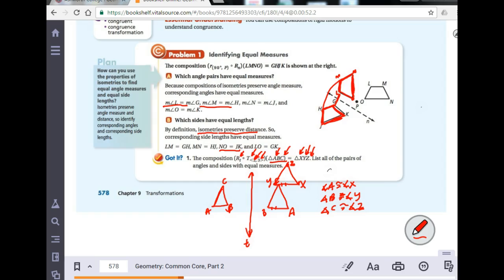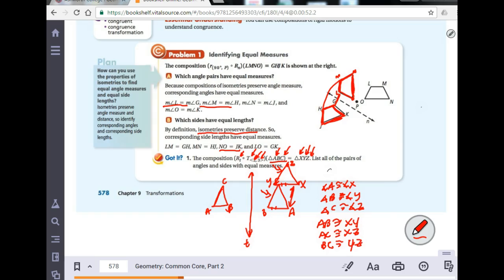And then if you're trying to do segments, AB is going to be congruent to XY, and AC is going to be congruent to XZ up here. I'm just comparing back and forth between these two. And then finally BC, which is that one right there, is going to correspond with YZ. So BC corresponds with YZ.